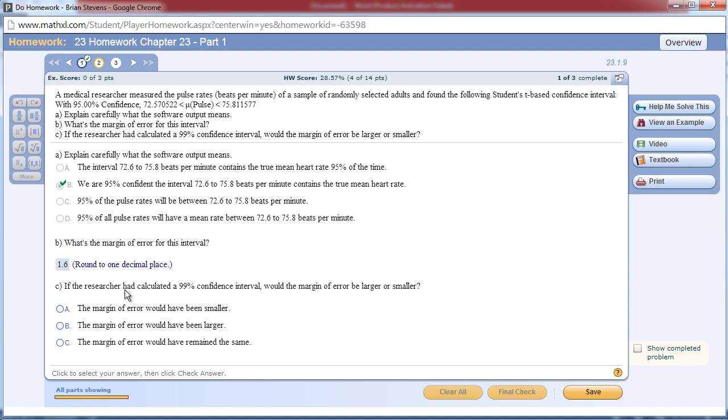If the researcher had calculated a 99% confidence interval, would the margin of error be larger or smaller? It will definitely be larger. Going from a 95 to a 99 would increase the margin of error.